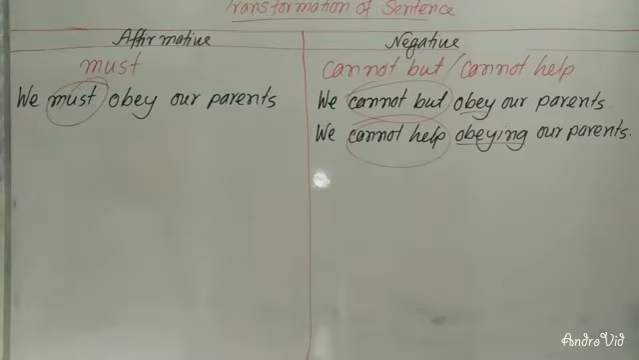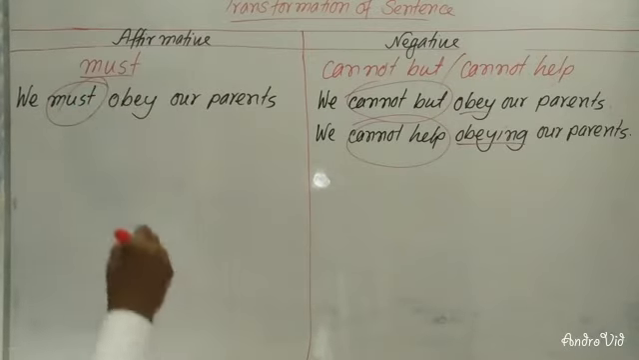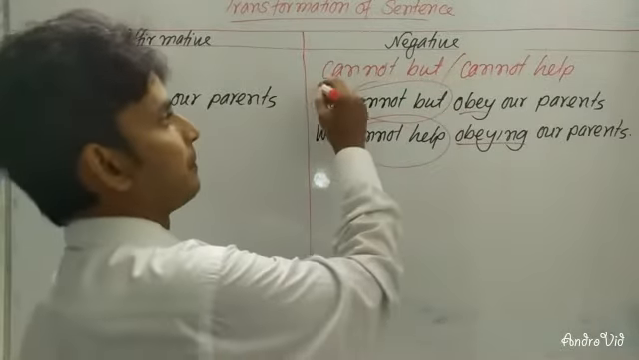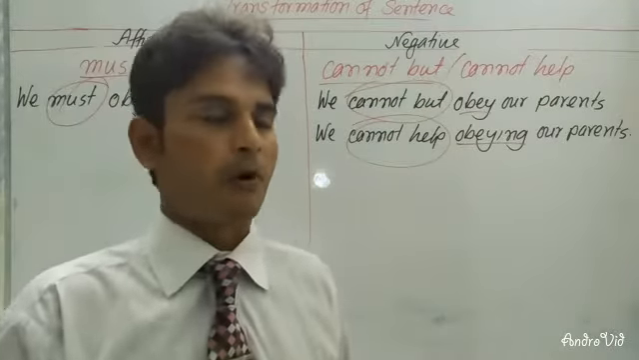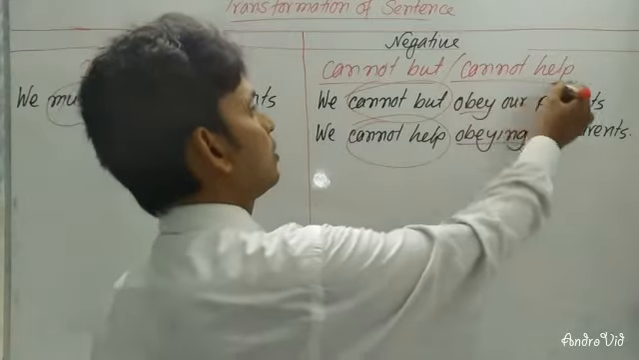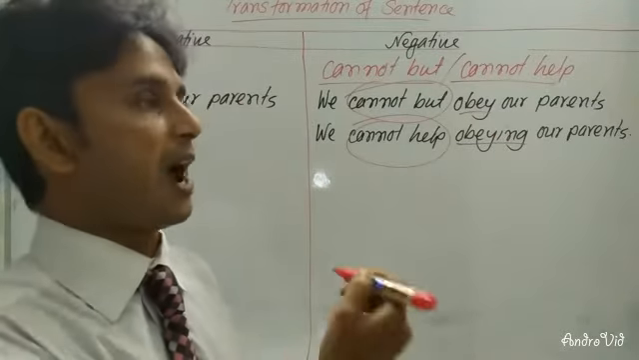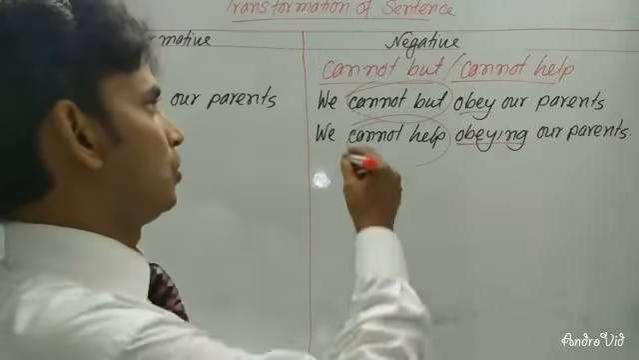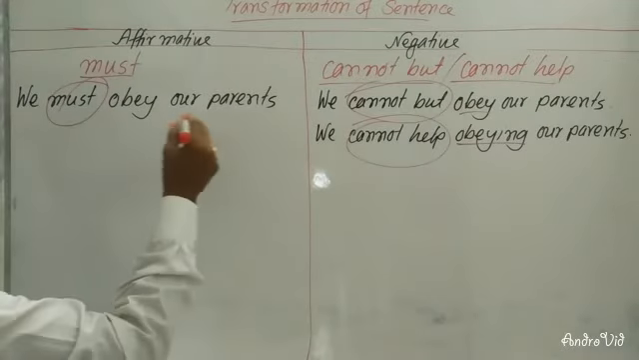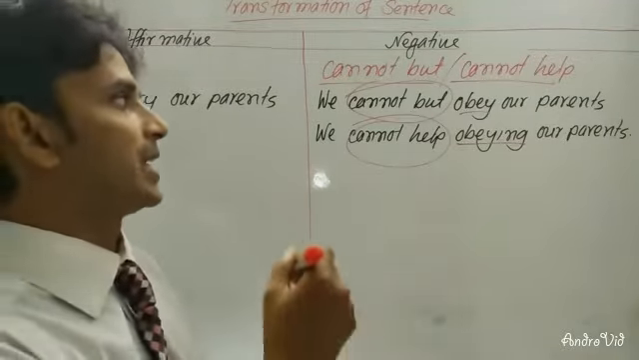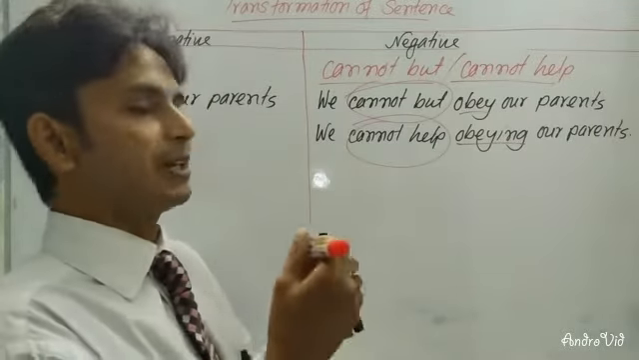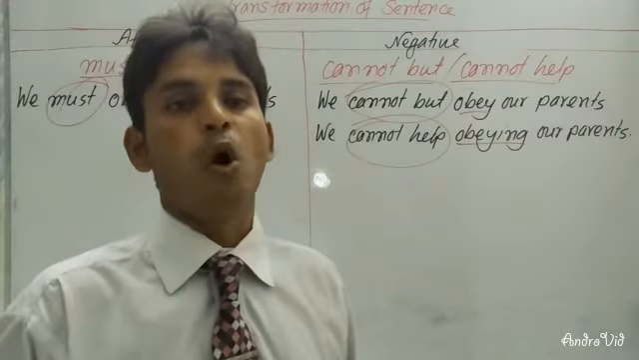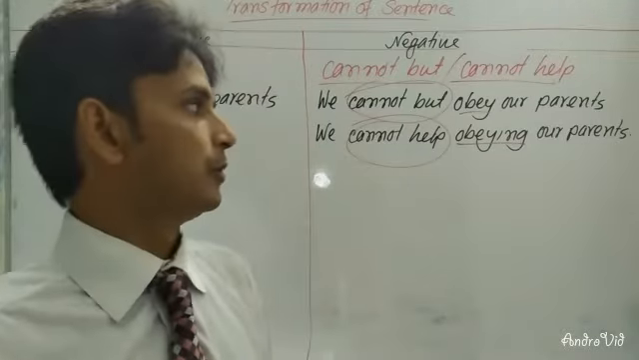So I am going to make you understand it again. If you have must in affirmative sentence, you can use here cannot but. After cannot but, you will have to use the present form of verb, and after cannot help, you will have to use ing with the present form of verb. So that is an example. We must obey our parents. So we cannot but obey our parents. Or you can write here, we cannot help obeying our parents.